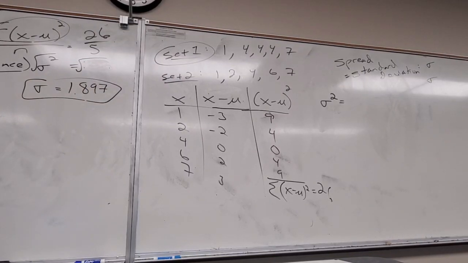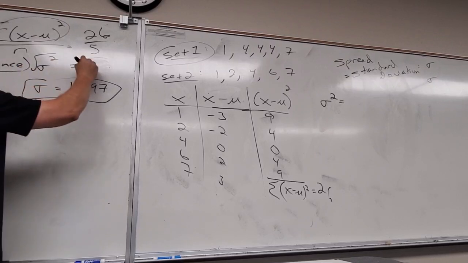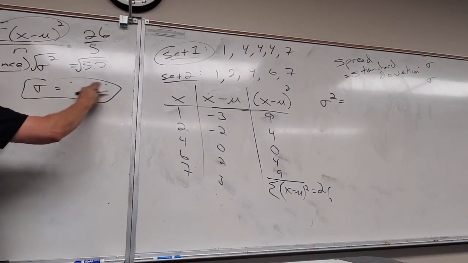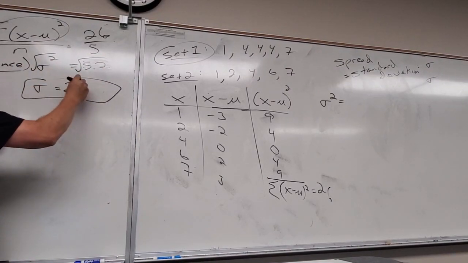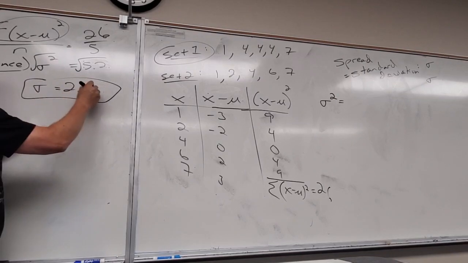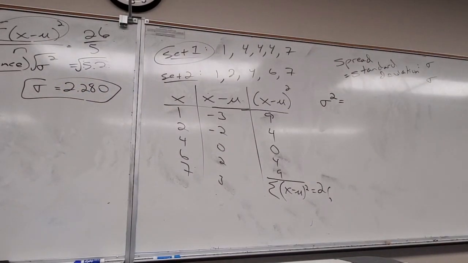26 divided by 5 is 5.2. And what's the square root of 5.2? 2.280. Okay, which is obviously bigger than the one we got before, which jives with what it should be. It's more spread out. The number that measures spread should be bigger. And this is 2.6. This is 2.7.